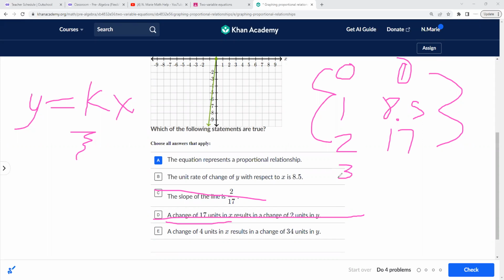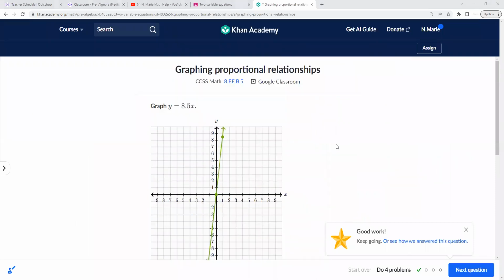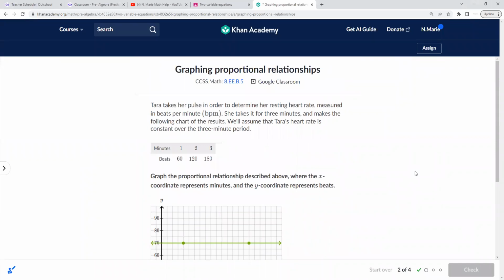If I were to do 3 times 8.5, I would get 25.5. And if I were to do 4 times 8.5, I would get 34. So yes, a 4 for a change in x results in 34 units for a change of y. The unit rate of change of y with respect to x is 8.5. Yes, it is. So all of those are correct. So 8.5 is the constant of proportionality. It's going to change up 8.5 every time you go right one for x. And you can make a table and you can see that.